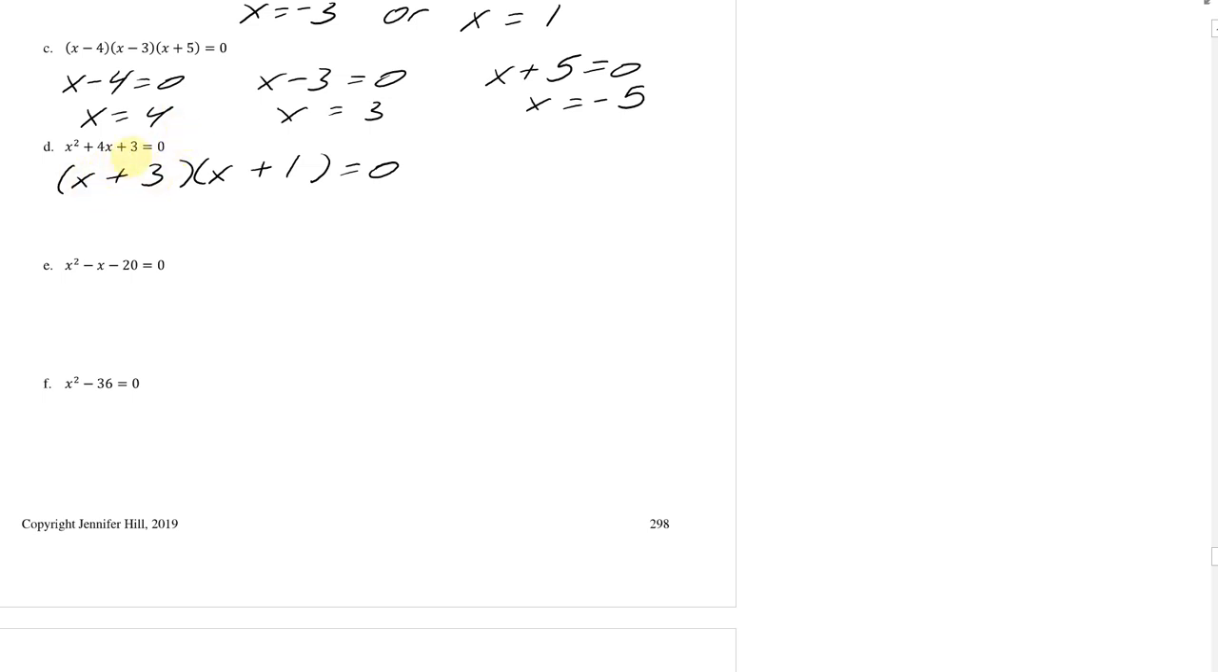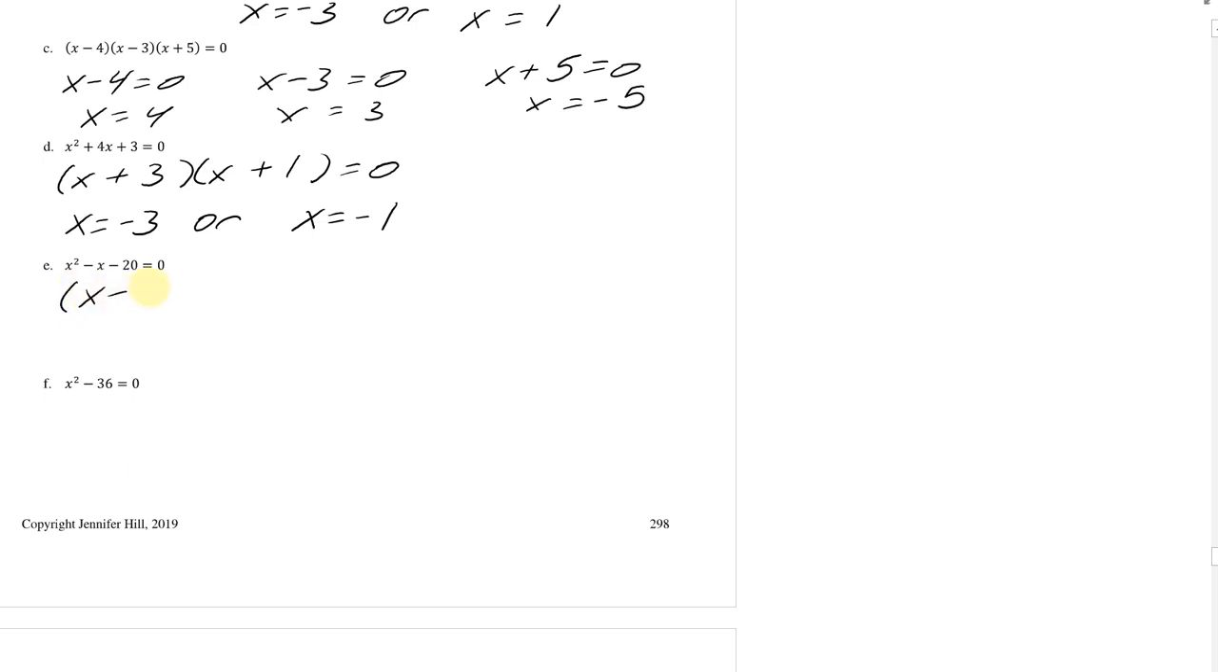x plus 3, where will x plus 3 equal 0? This will equal 0 when x equals negative 3. And where will x plus 1 equal 0? x plus 1 will equal 0 when x equals negative 1. So those are my two solutions. Okay, so now I want you to pause the video and do these two. Hit play when you're ready.